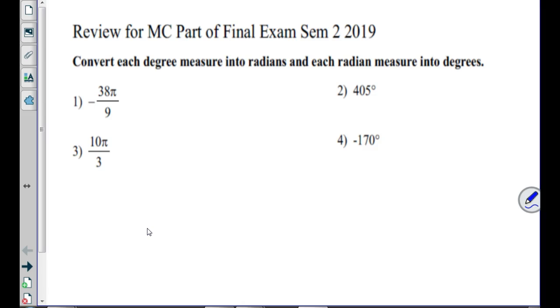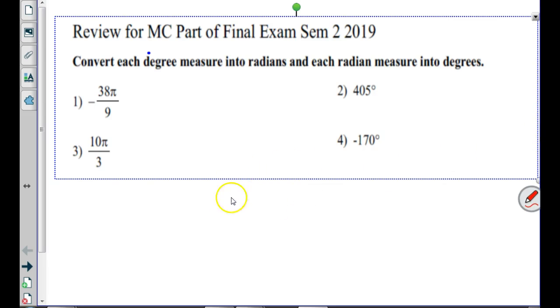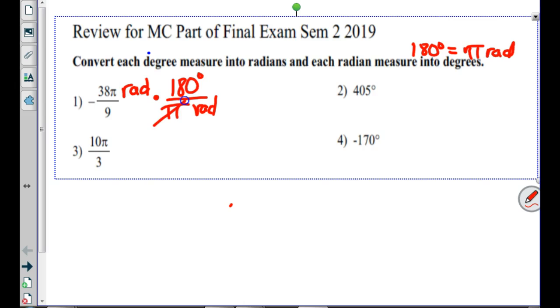All right, guys. So the conversion we need for degrees to radians or radians to degrees is that 180 degrees is equal to pi radians. So I just think of it as this is radians. So I'm doing dimensional analysis. I need the radians to go away, so I need the pi down here and the 180 up here. So these divide out. You could just do it on your calculator.